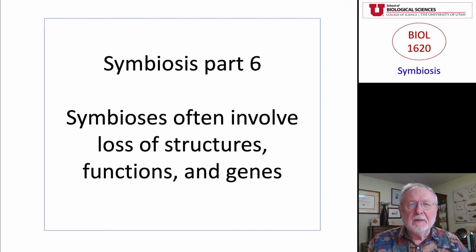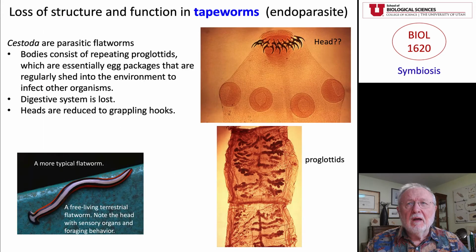As part of this mutualistic interaction, or as part of any symbiotic interaction between two organisms, we often find that one of the organisms begins to lose structures, functions, and genes as this evolutionary relationship evolves over time. I'll give you two examples of what I mean.